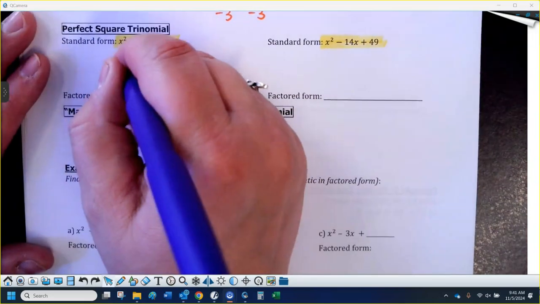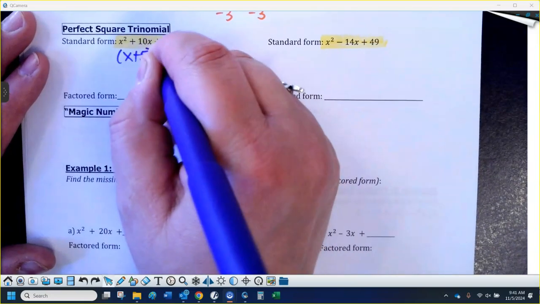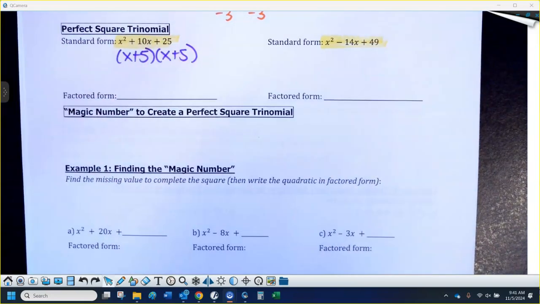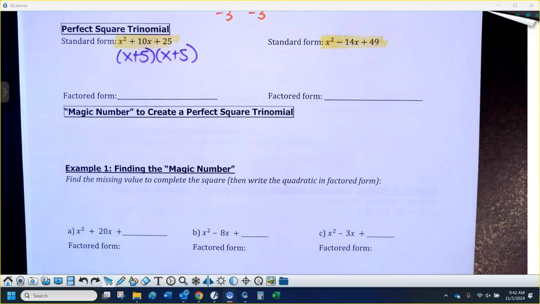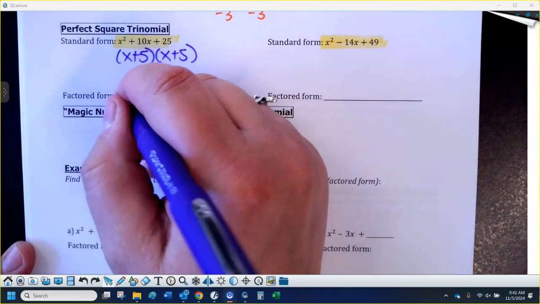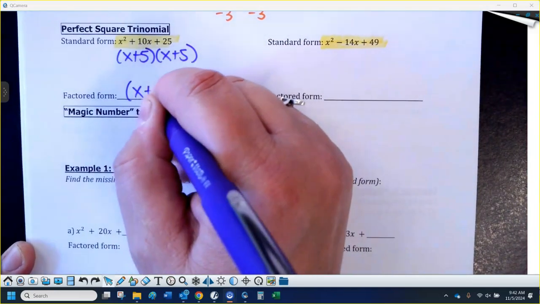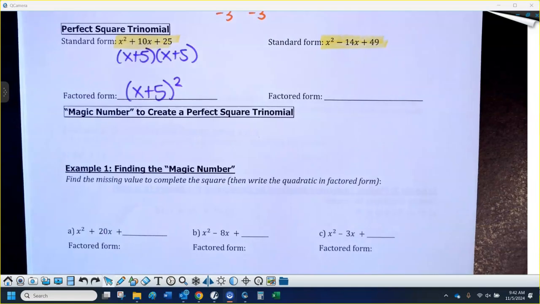5. This would be x plus 5 and x plus 5. Now, how can I write that if they're both the same? Excellent. Okay, and this is what we want, because if we can create that in an equation today, then we can just take a square root and get rid of it.